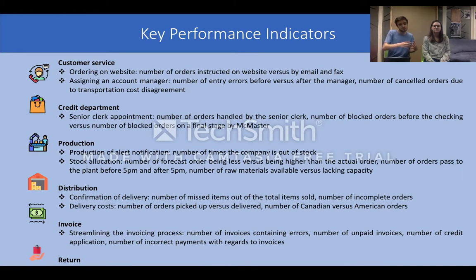Now, when it comes to invoices, we'd like to look at the number of invoices containing errors, the number of unpaid invoices, the number of credit applications, and the number of incorrect payments with regards to the invoices. Last but not least, with regards to returns, we'd like to see the number of orders that are asked to be returned by the customer, the number of approved return applications, and the number of returns that are due to the customer on one hand and that are due to the product on the other hand.